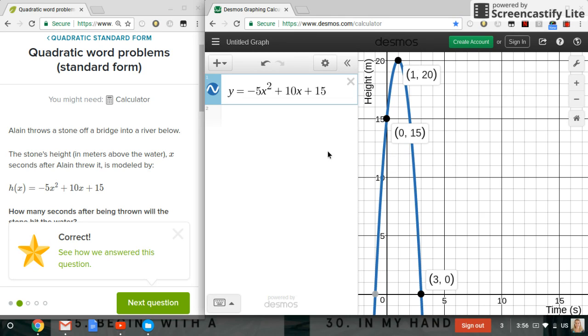So use Desmos. I know when you watch the Khan Academy video, it's going to show you how to answer these questions using a bunch of algebra. But for our class, you can solve these problems using Desmos.